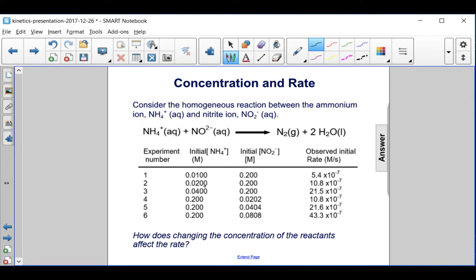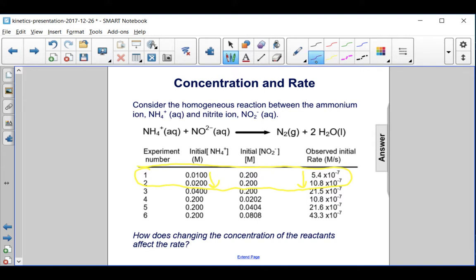So the question we want to try to answer by looking at the data here is how does changing the concentration of the reactants affect the rates? Let's look at experiment 1 and 2 for a minute. Because the concentration of the NO2- is being held constant, we can say what the effect of changing the concentration of the NH4+ is. So we double the concentration of the NH4+ in going from 0.01 to 0.02 molar. And in doing so, what happened to the rate of the reaction? It went from 5.4 to 10.8 times 10 to the -7th molarity per second. So when we doubled the concentration of the ammonium ion, we also doubled the observed initial rate of reaction.